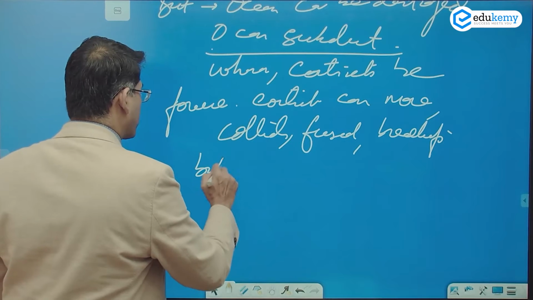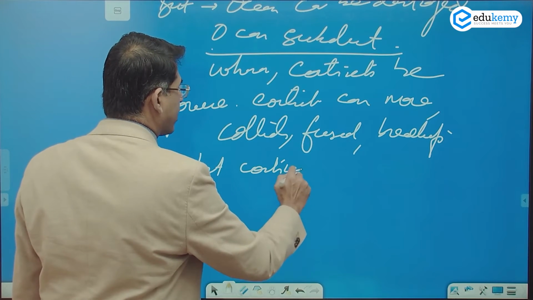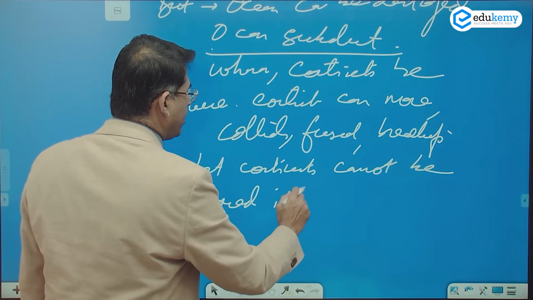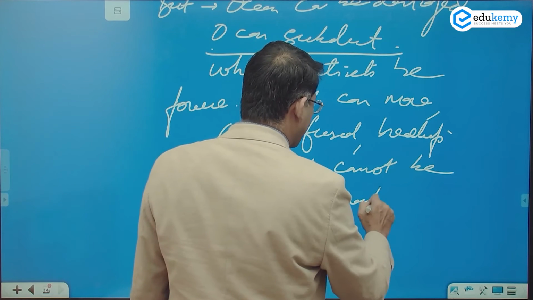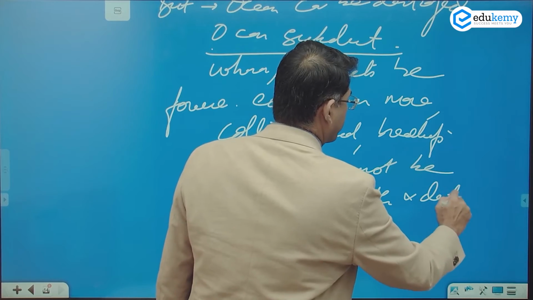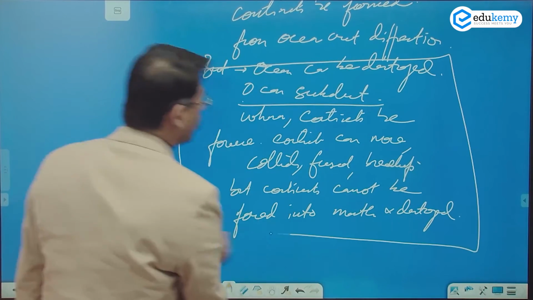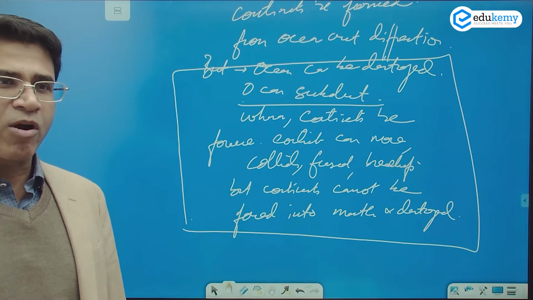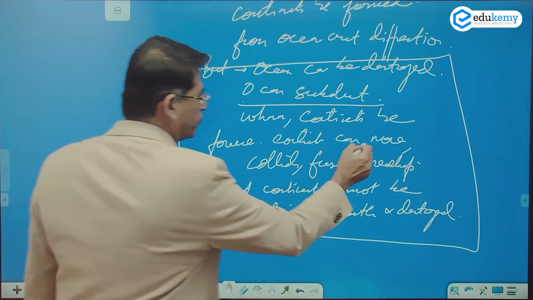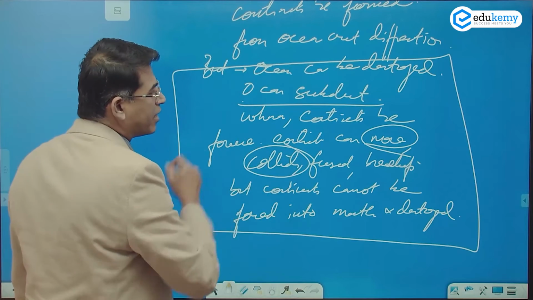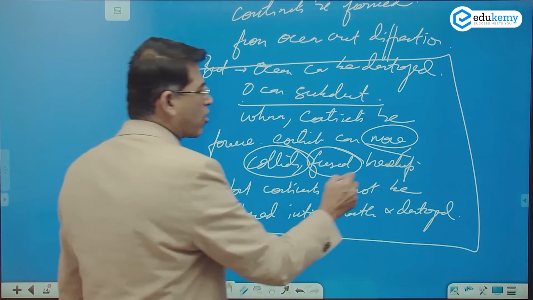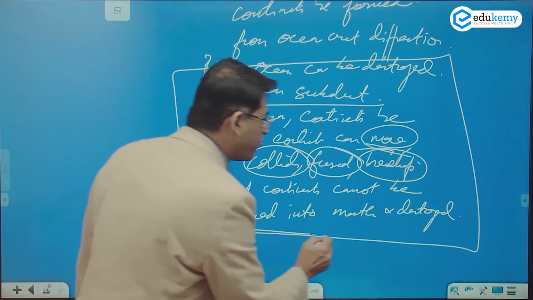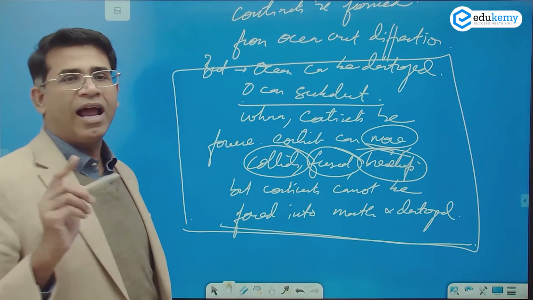But continents cannot be forced into the mantle and destroyed. Does this make sense? Oceans can subduct. But continents can move, collide, fuse, and break. But continents cannot be forced into the mantle and destroyed.